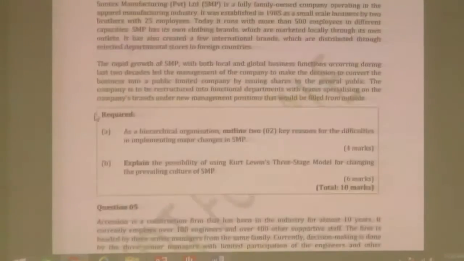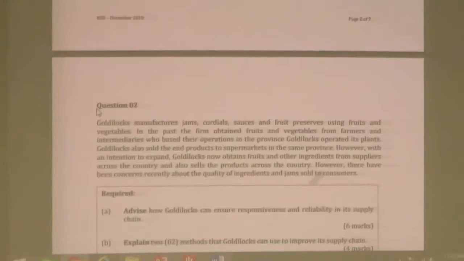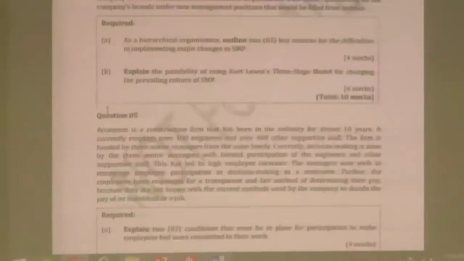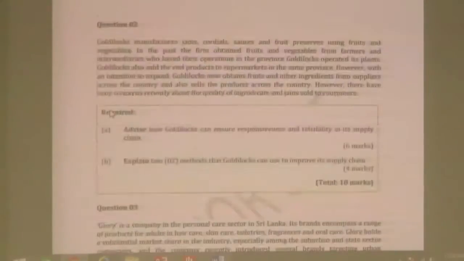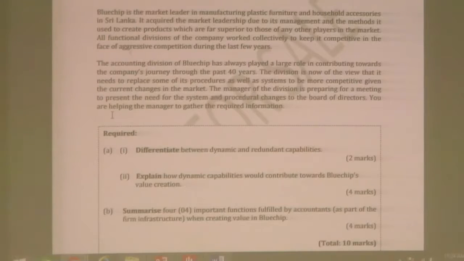Then these are the 10 mark questions. What is the macro understanding of looking at these 10 mark questions? Whether you like it or not, these 10 mark questions test your technical skill more than analytical and application skill. The first 50 marks. Do you know redundant capabilities? Do you know dynamic capabilities? That is how he gives the marks.